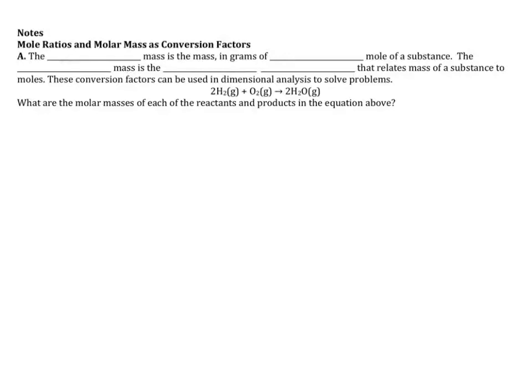And so just a quick reminder, the molar mass is the mass in grams of 1 mole of a substance. And the molar mass is the conversion factor that relates mass of a substance to moles. And so we use molar mass to convert between grams and moles. And so again, this is nothing new.